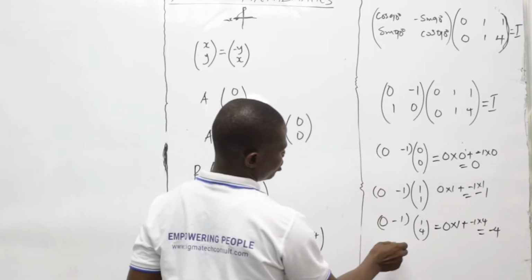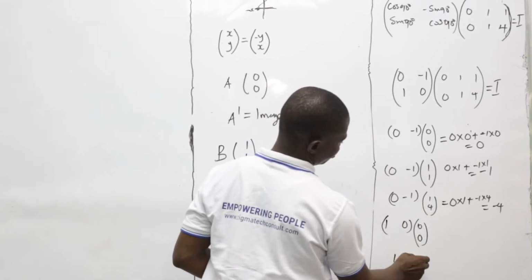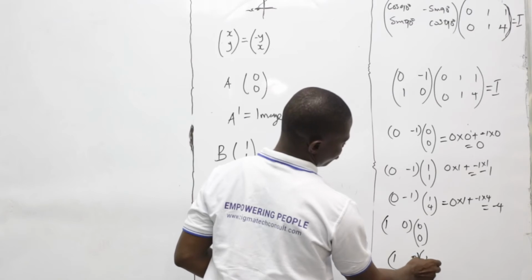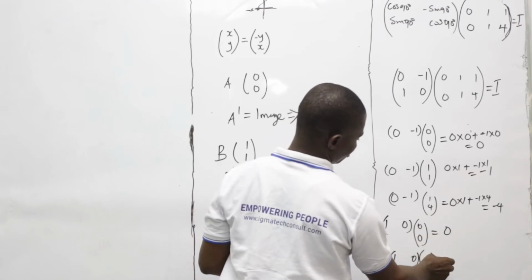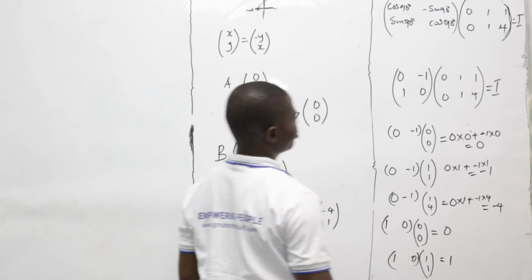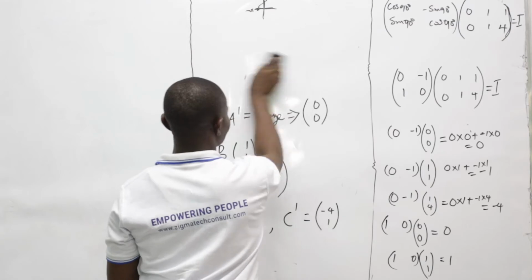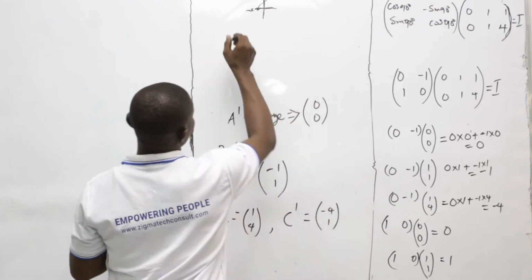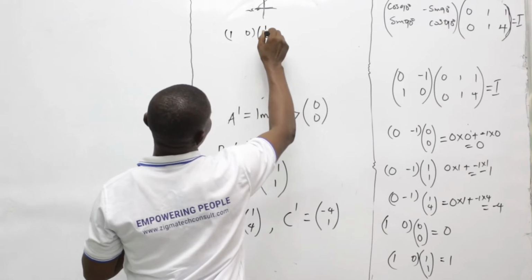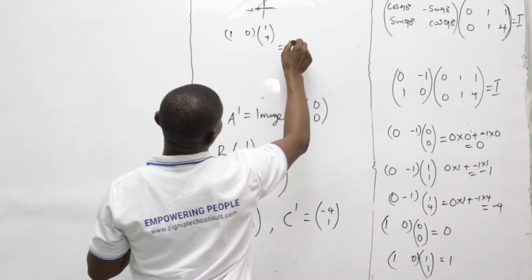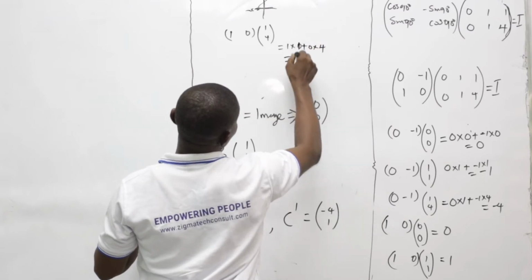The next, 1, 0 against 0, 0. 1, 0 against 1, 1. This will give us 0, while this will give us 1. The final one will give us 1, 0 against 1, 4, which equals 1 times 0 plus 1 times 1 plus 0 times 4 equals 1.